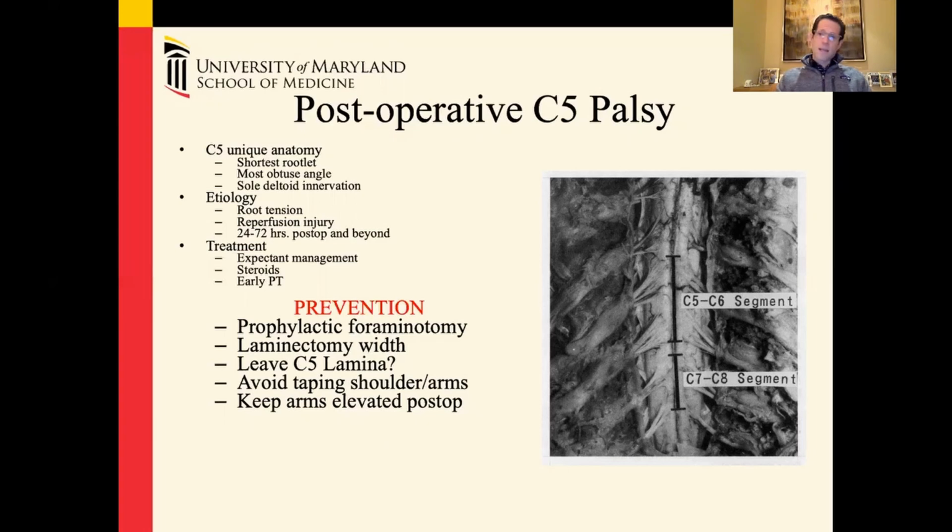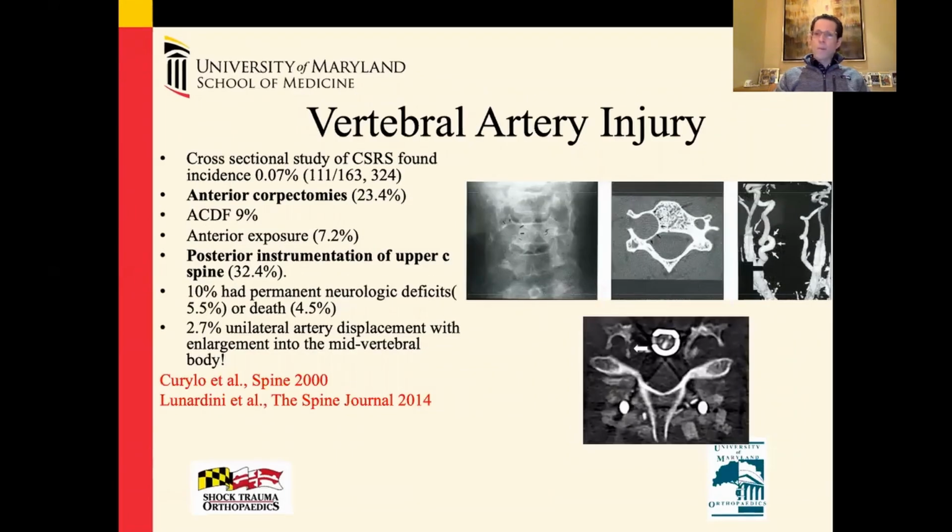Some may think that if you leave the C5 lamina, it may reduce some of the excursion of the spinal cord, thus reducing the risk of having that palsy. Avoiding taping on the shoulder and keeping your arms elevated postoperatively to reduce the tension on the brachial plexus may also be somewhat helpful. Another rare but potentially devastating problem is a vertebral artery injury.